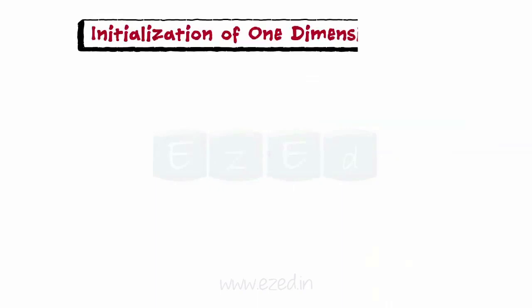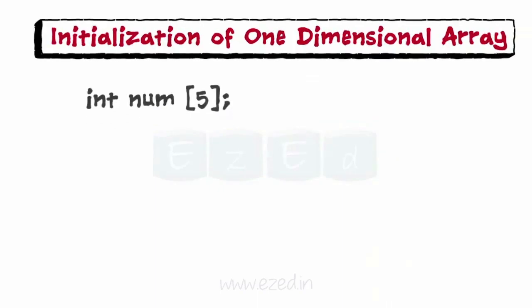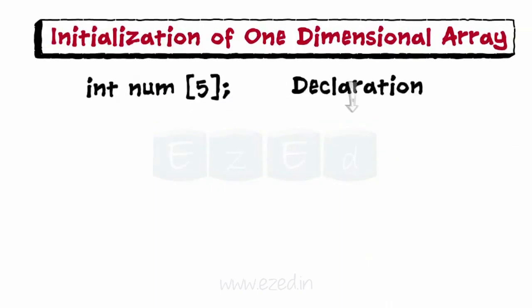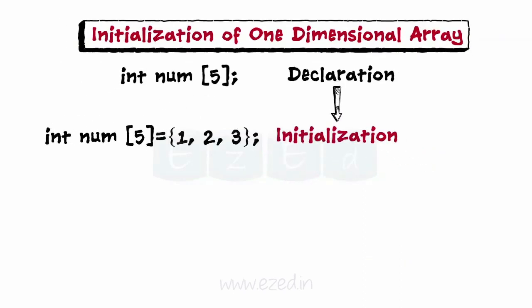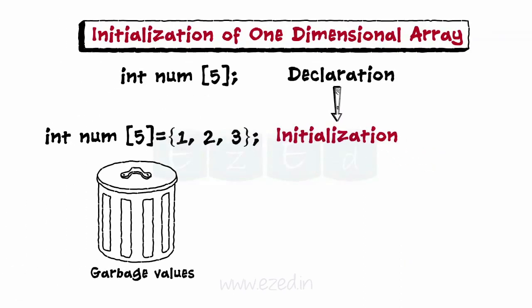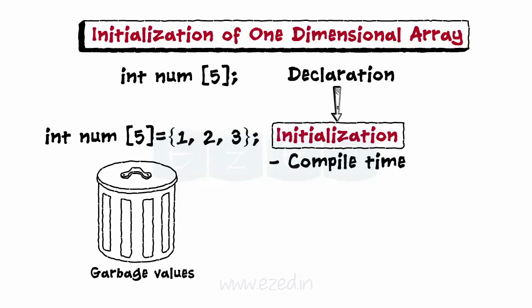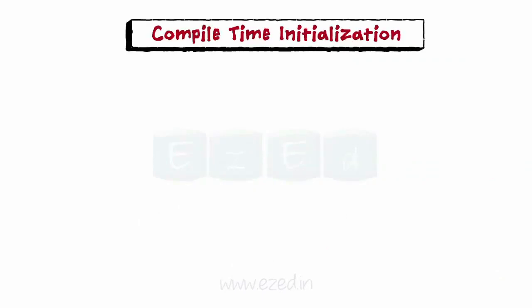Moving on to the initialization of one-dimensional arrays. After declaring the array, we have to initialize it by assigning it the data items. Otherwise, it will have all garbage values. It is initialized in either of the following stages: compile time, run time. Considering compile time initialization first.